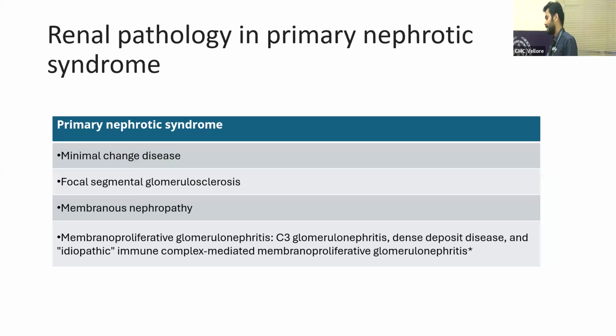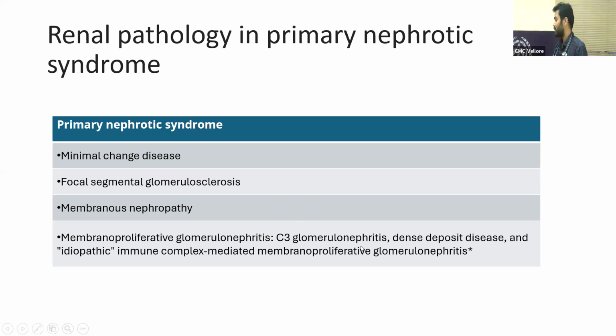So what are all the conditions that can present with nephrotic syndrome? It can be primary or secondary. Primary means the primary problem is in the glomerular filtration barrier, that is mainly in the podocytes, related to podocytes only. So what are all the primary nephrotic syndromes? These are minimal change disease, focal segmental glomerulosclerosis, membranous nephropathy, and membranoproliferative glomerulonephritis like C3G and dense deposit disease.